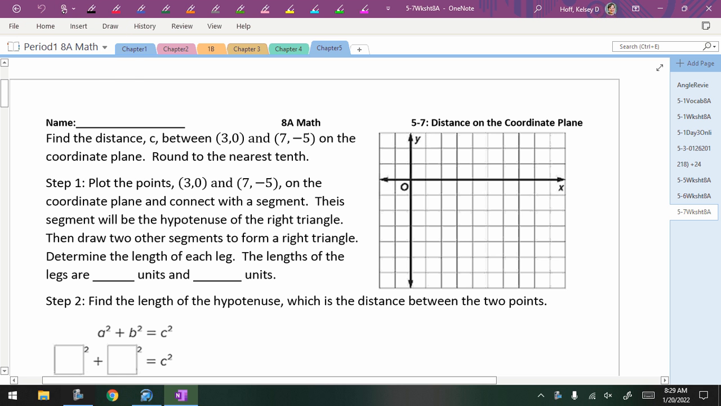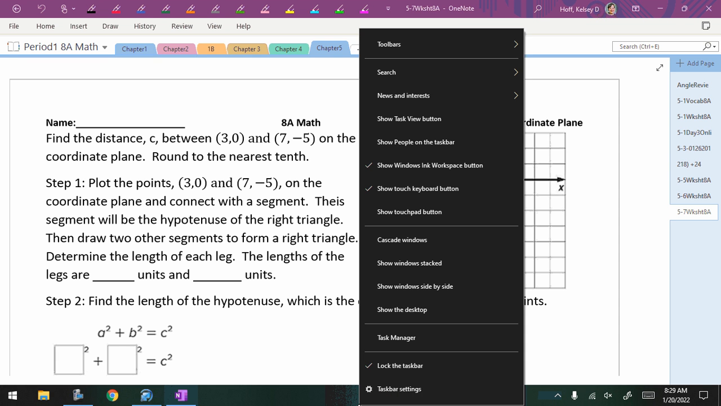Okay, today what we're going to do is expand even further and have you find the distance. So they want us to find the distance, or what they call C, between points (3, 0) and (7, -5) on the coordinate plane, rounded to the nearest tenth. Step 1 says, plot the points (3, 0) and (7, -5). Somebody guide me to plot the point (3, 0).